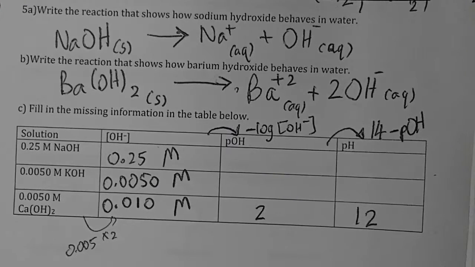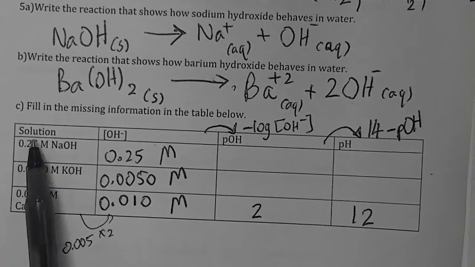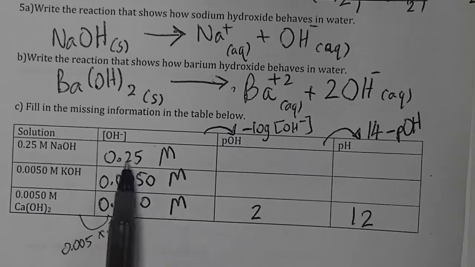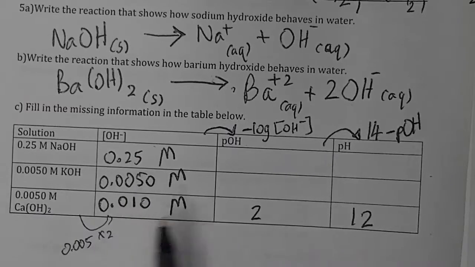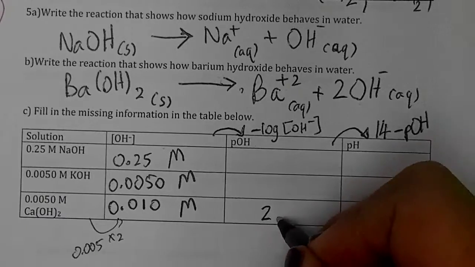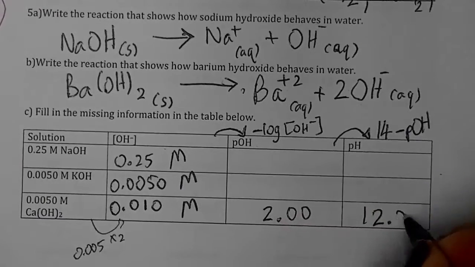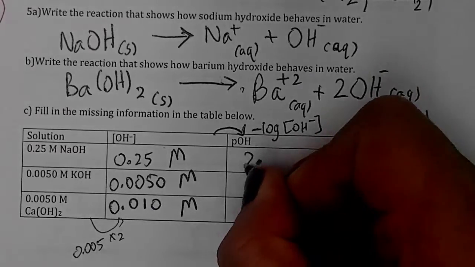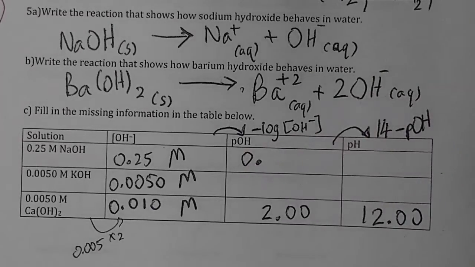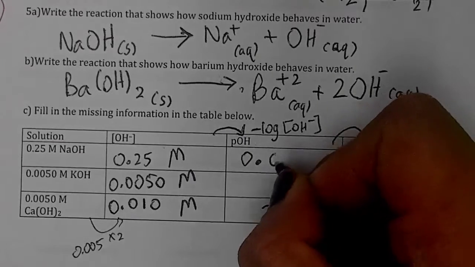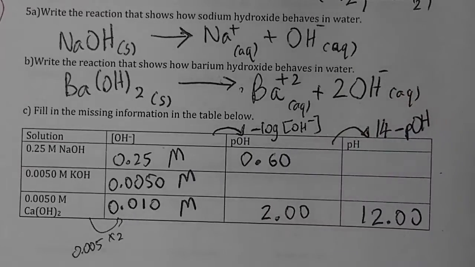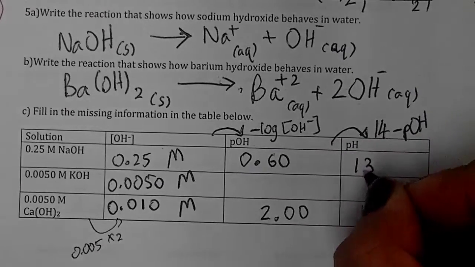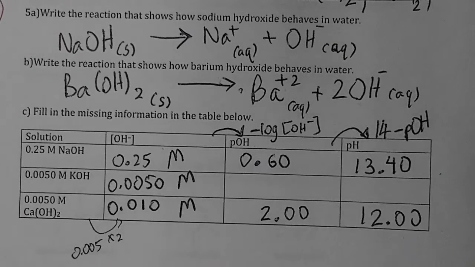Suffix? Decimal. So you can see here how many sig figs these have. How many here? 2, right? So sig figs in a pH and pOH is a decimal. So I need to write 2 decimals here, like that. Okay? So for the first one, I'm going to round it to 0.60, right? And then 14 minus 0.60, so that would be 13.40.